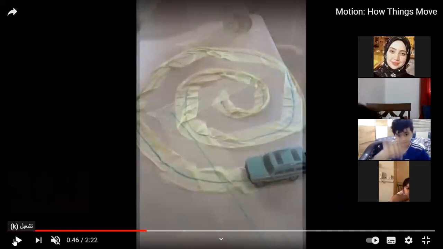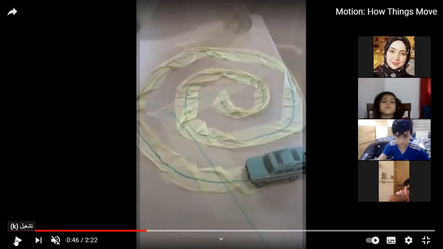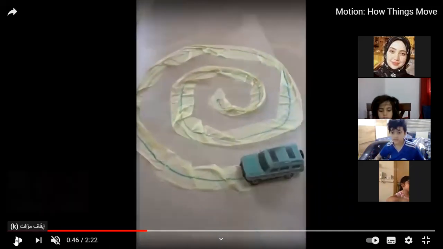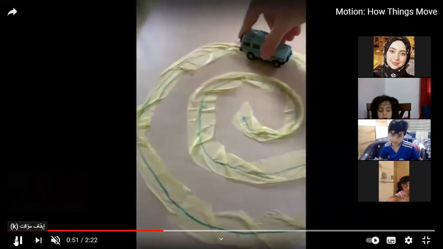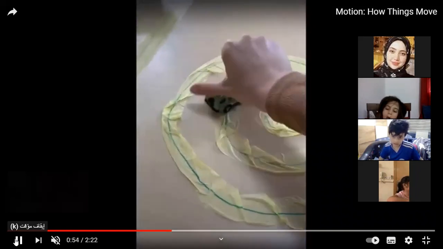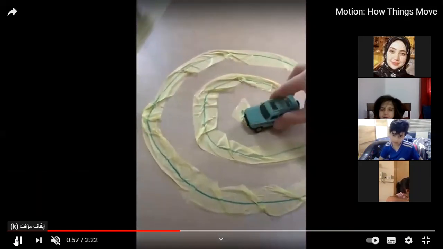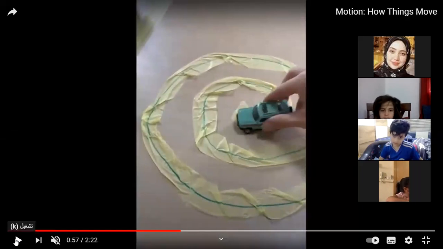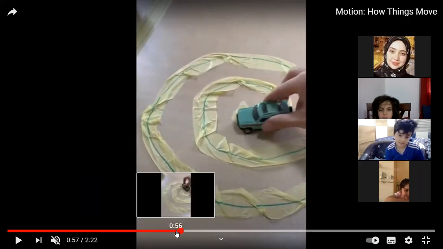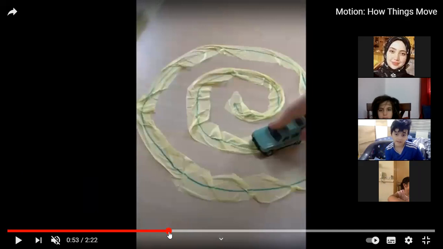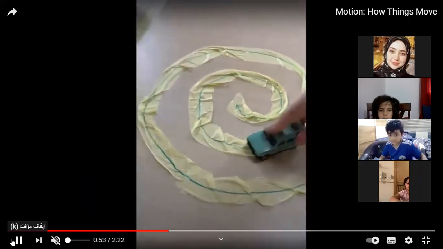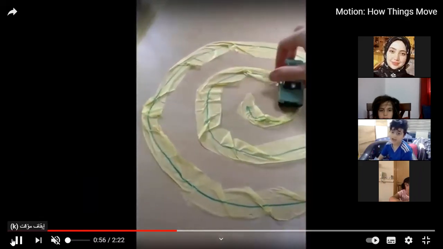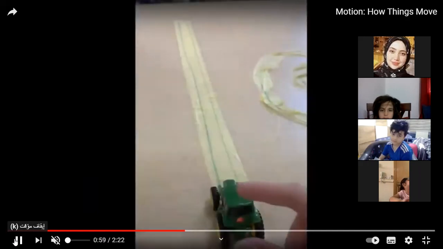The next one. You have the car here, Amir, and tell me. It moves in a... just like the circle. We call it round and round. Just like a circle. Things can move in round and round. Bravo, round and round.